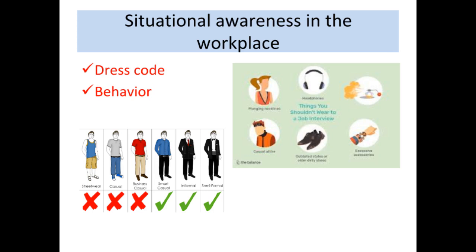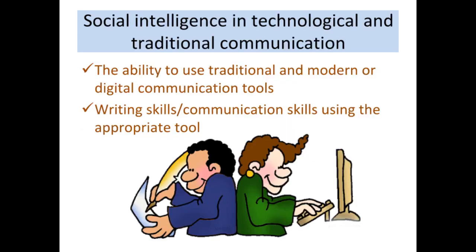Situational awareness in the workplace means being aware of what is socially acceptable in terms of dress or behavior, for example, to stand out above colleagues. The second important skill is the ability of the young professional to communicate using traditional or modern communication tools. This also means being able to communicate intentions properly and appropriately, particularly in writing application letters, emails, business letters, and the like.